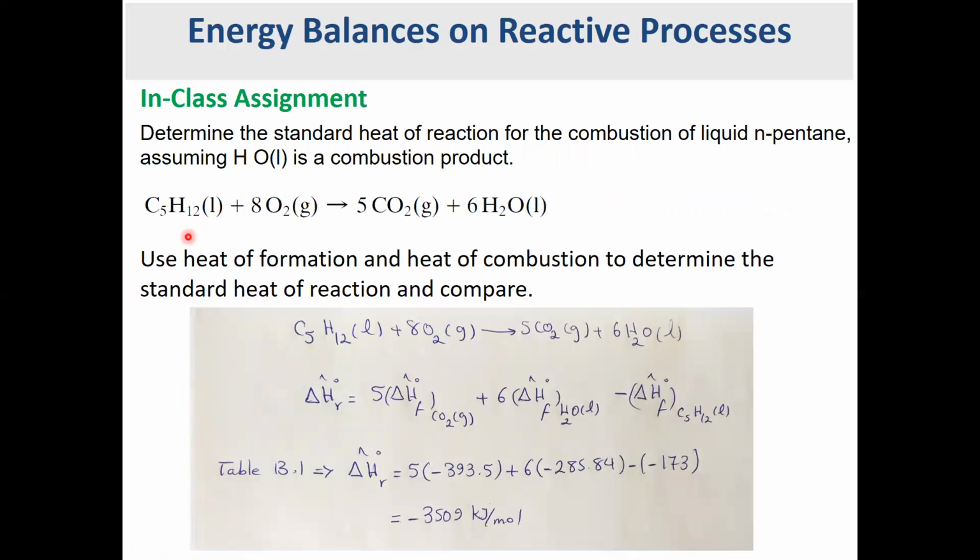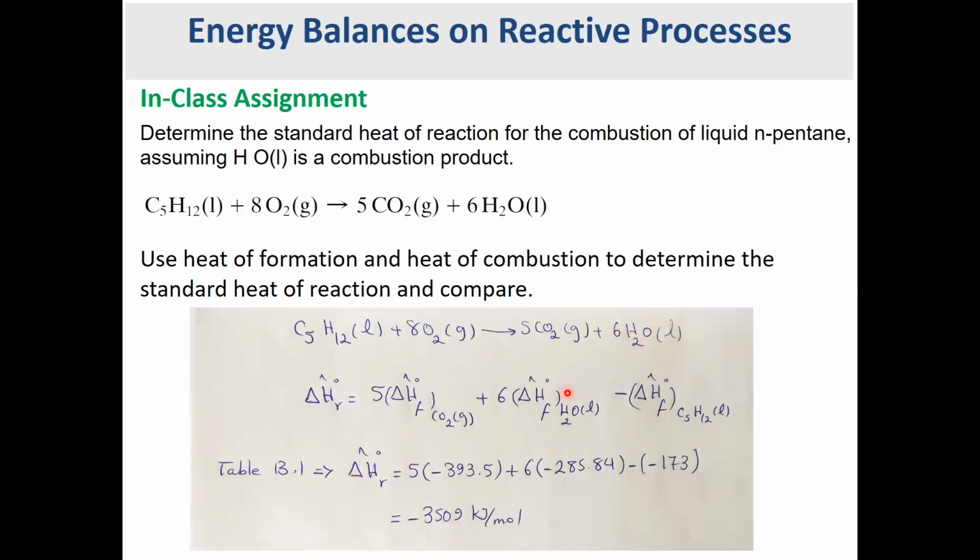I give you 2 assignments here, so you can practice by yourself. We have another reaction here now. You are supposed to calculate the standard heat of reaction for this process using heat of formation and heat of combustion methods. Here I calculate for you from heat of formation. We need the heat of formation of CO2 and of water, multiplied by their stoichiometric coefficients, minus the heat of formation of the reactants. So we need it for N-pentane, and for O2 we know it is 0. By knowing the heat of formation of all these 3 components, we can calculate heat of reaction.